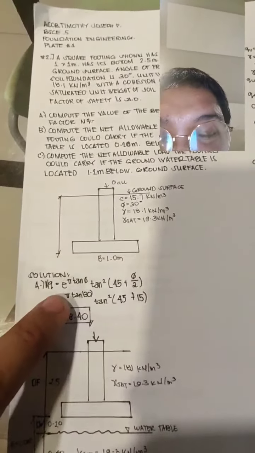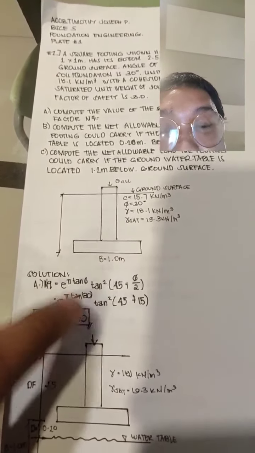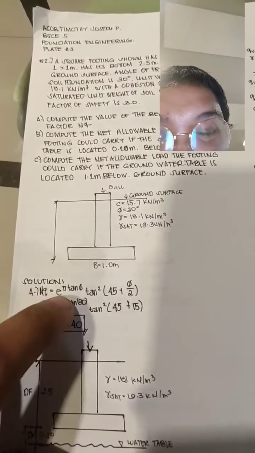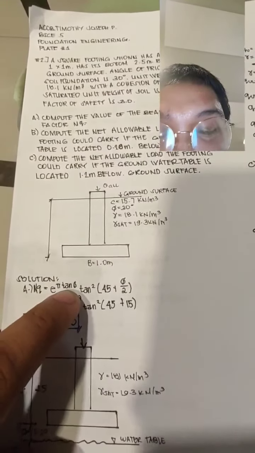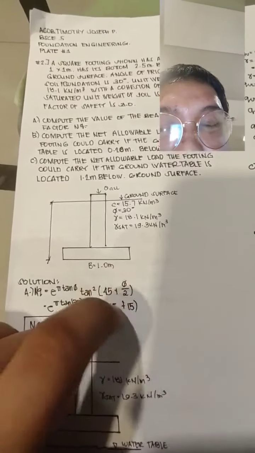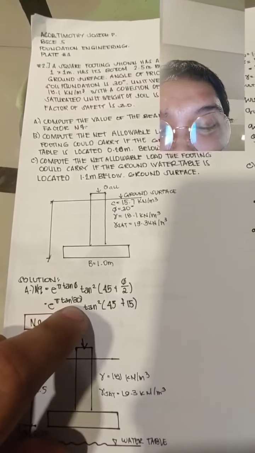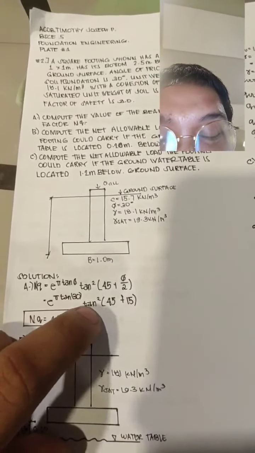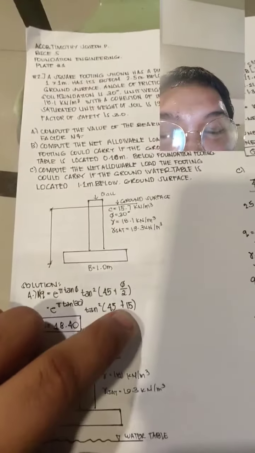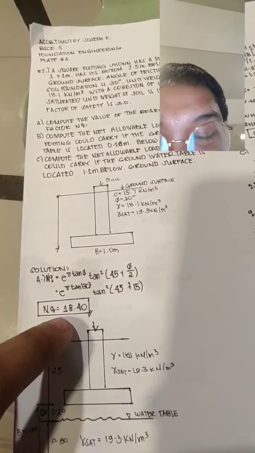So, here's the solution. We will use this formula again, based on soil, I guess chapter 9, Terzaghi. Nq is equal to e raised to pi tan theta multiplied by tan squared (45 plus theta over 2). So, e raised to pi tan 30 degrees, times tan squared (45 plus 30 over 2). The theta is 30 degrees. So, Nq, we have here 18.40.